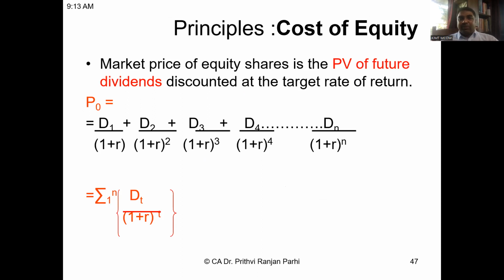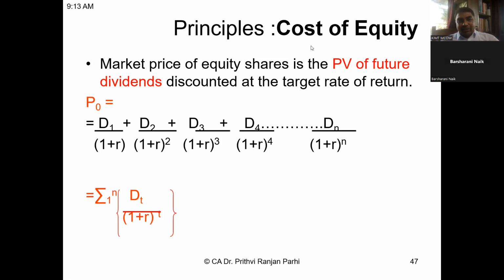One more principle we had discussed in the previous class. Here on the screen, you can see a formula. It says P0 is equal to D1 by (1 plus R) plus D2 by (1 plus R) square plus D3 by (1 plus R) cube, up to Dn by (1 plus R) to the power n. What does it show? P0 means price. It shows the price of the equity share as on today.